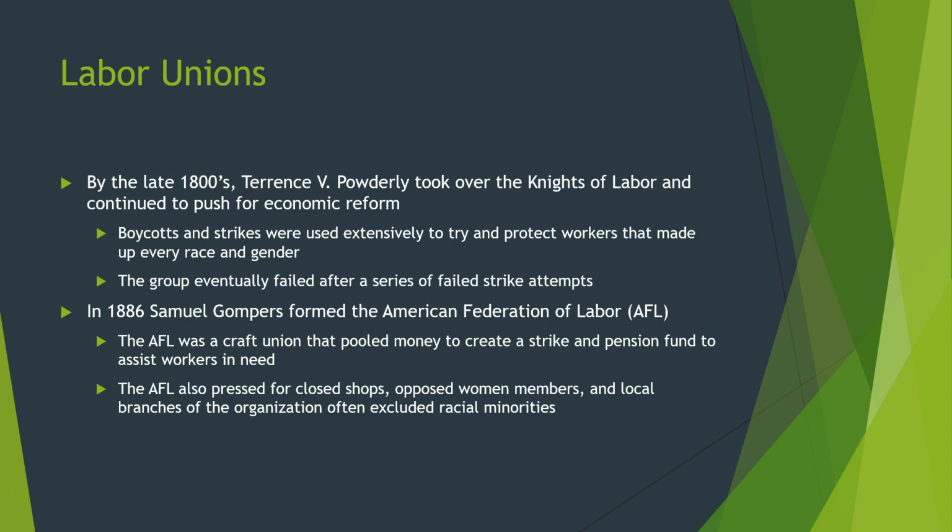By the late 1800s, a man named Terence V. Powderly took over the Knights of Labor and continued to push for economic reform. Boycotts and strikes were used extensively to try to protect workers that made up every race and gender.